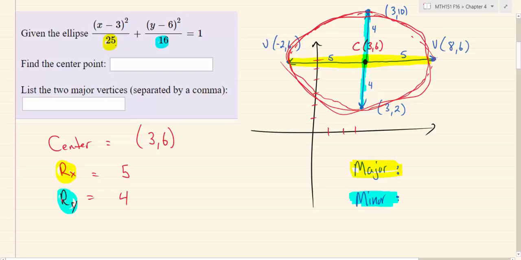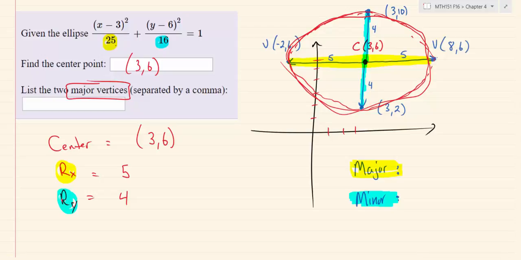So I guess we should answer some questions. What's the center point? We know that, 3, 6. List the 2 major vertices. Now they say major vertices, so what does that mean? The vertices on the major axis, right? So I think that's going to be negative 2, 6, comma 8, 6.